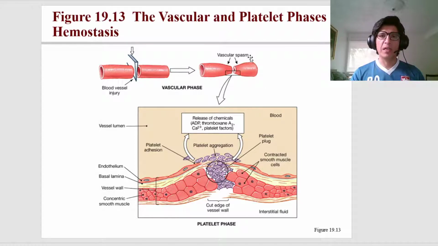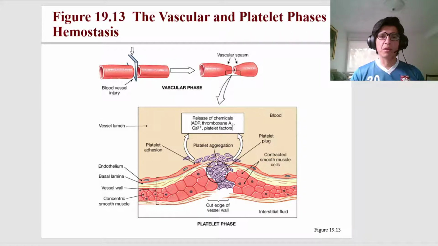The vascular phase is highly mechanic at the level of the blood vessel itself. You have the smooth muscle within the blood vessel contracting. You also have endothelial cells within the blood vessel coming together in an effort to close this opening here. So the lumen decreases. We're basically trying to cut off the circulation towards this area until we can control this rupture.